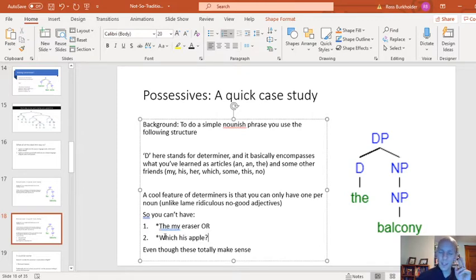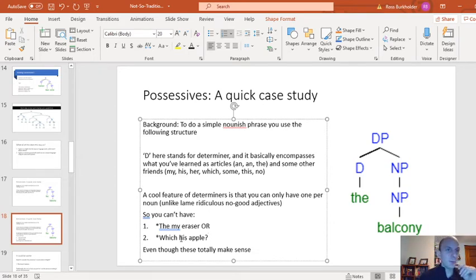So English has this rule that says, no, only one determiner, you can't have two. What's nice about this has an upside though, class, an upside. The upside of this is that we can use this as a test to see if a part of speech is a determiner.